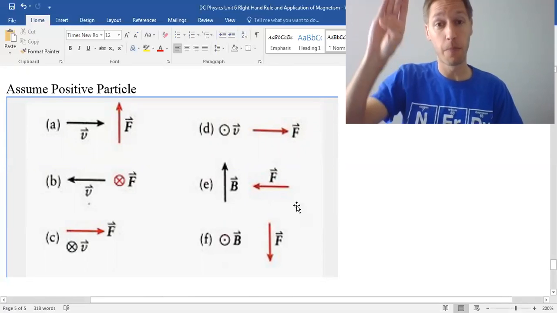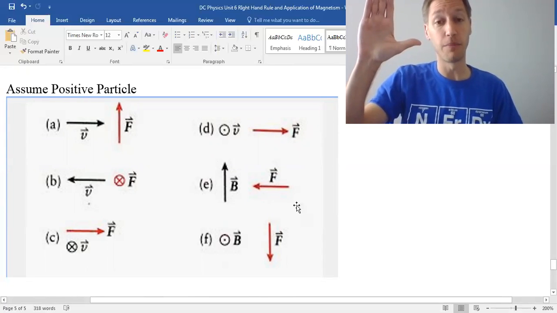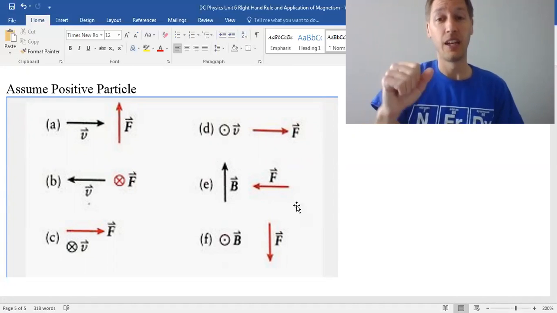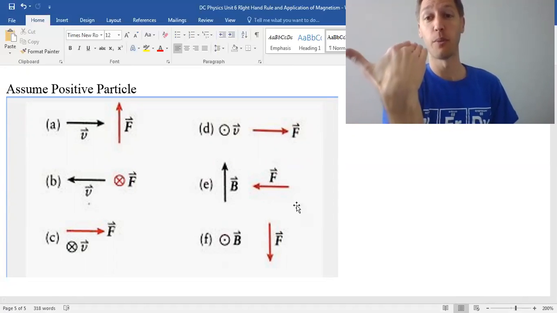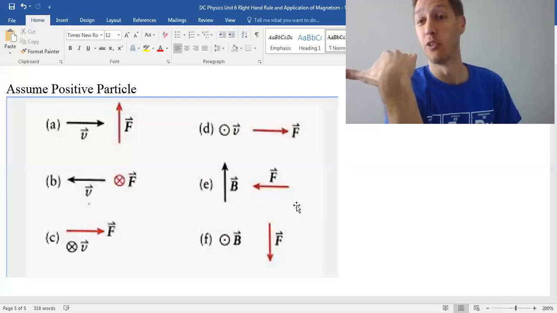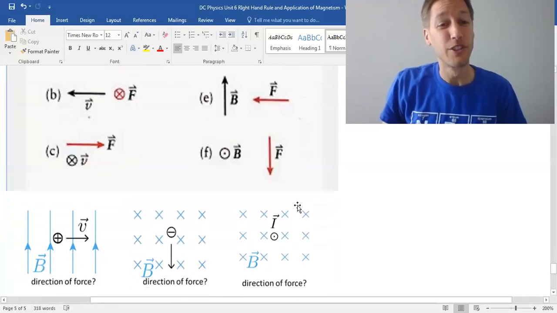Here we have the magnetic field pointing up. That's my fingers. The force it feels is going to be to the left. Which way is the particle moving? Coming towards me, out of the page. Here we have the field pointing towards me, so my fingers point towards me. Force is down. Which way is the particle moving? Going that way.